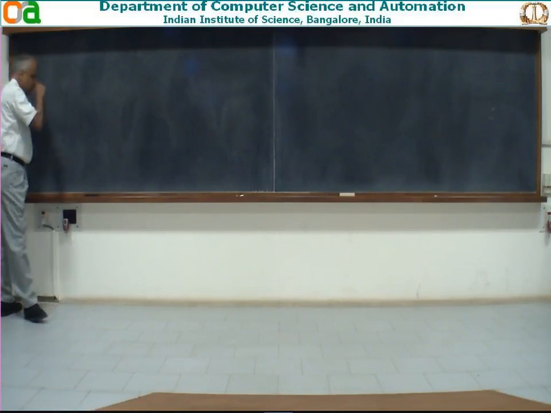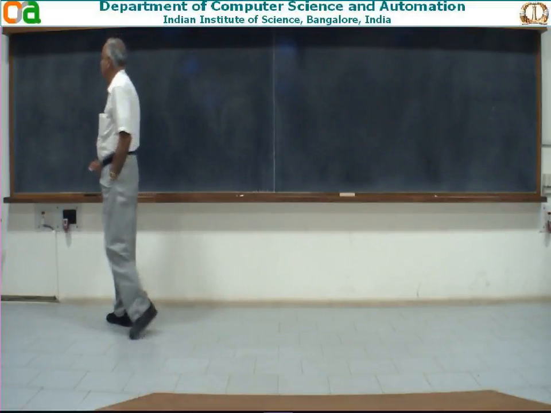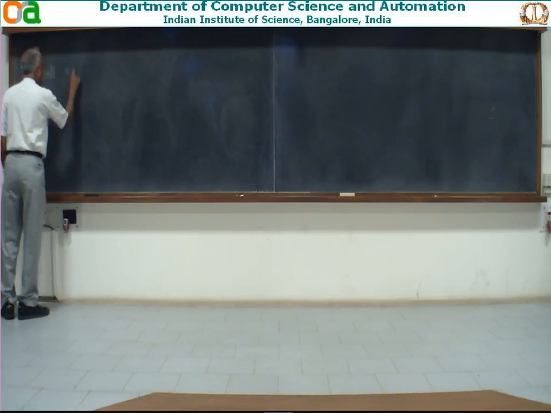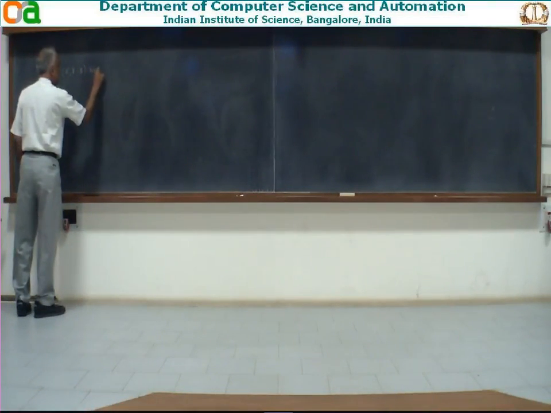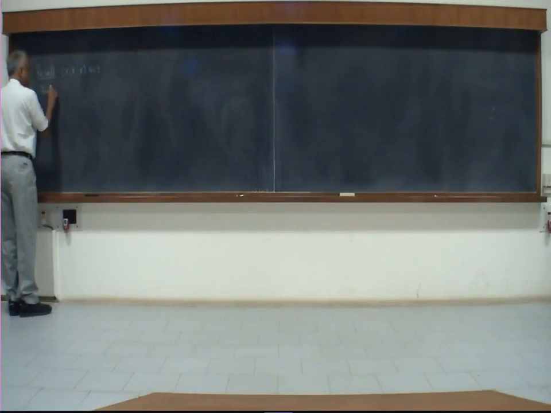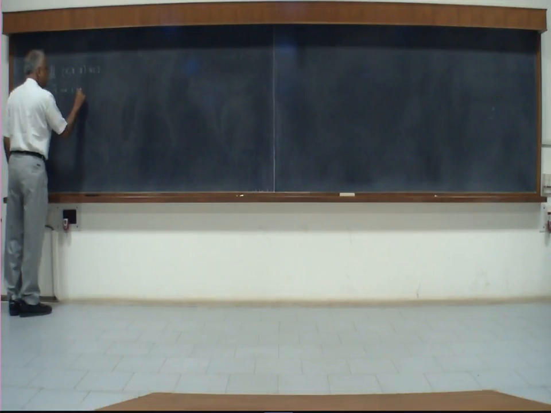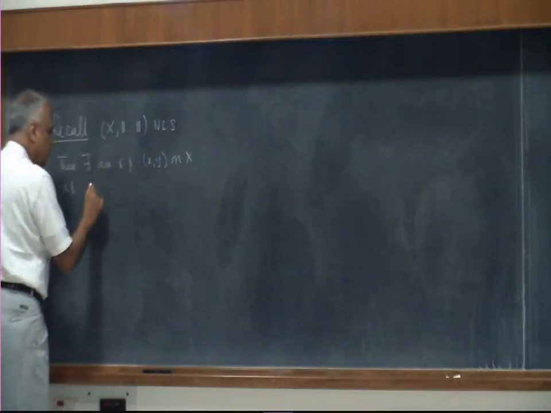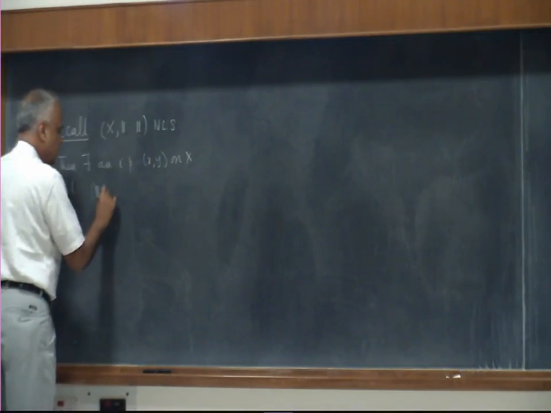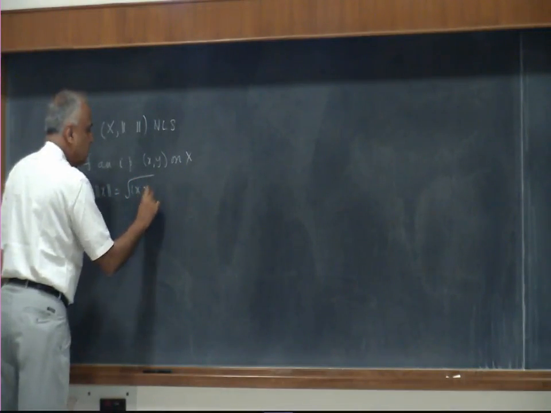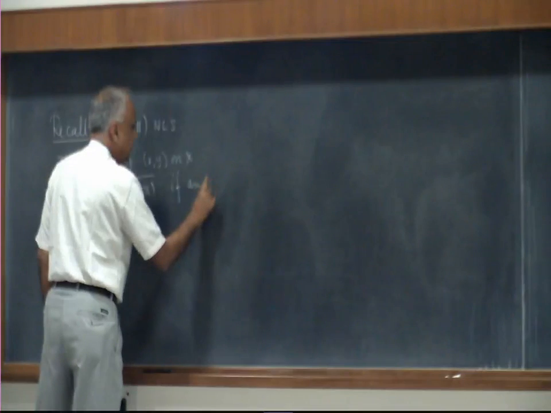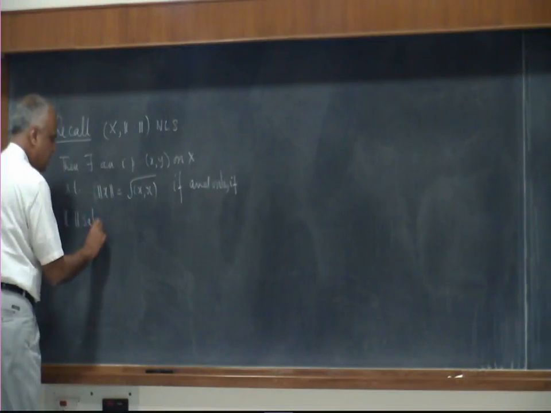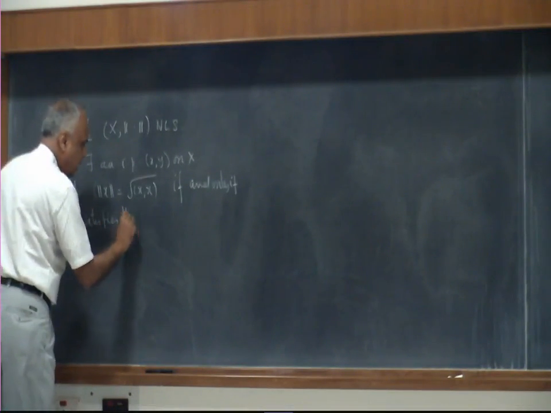The main thing about the parallelogram law last time. So let's recall. If you have a normed linear space X, then there exists an inner product on X such that it induces this norm, that is, norm of x is equal to the square root of (x, x), if and only if the norm satisfies the parallelogram law.